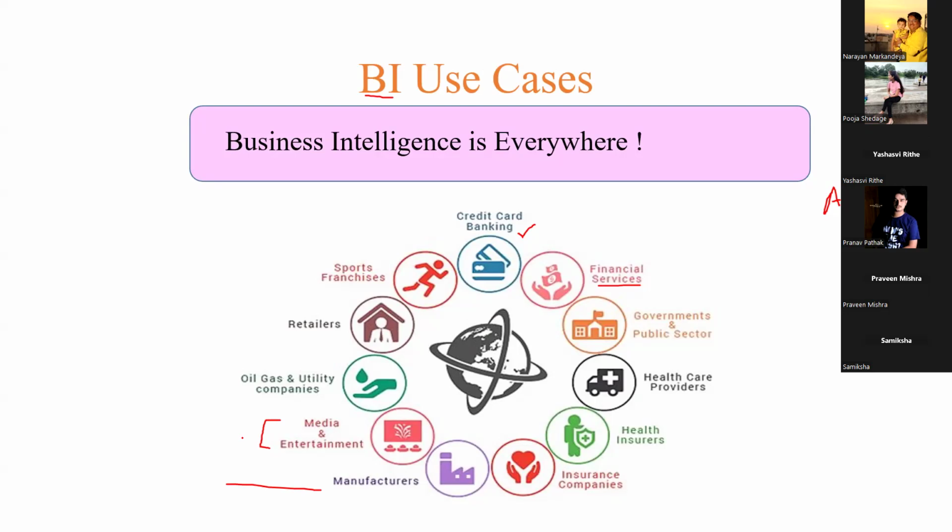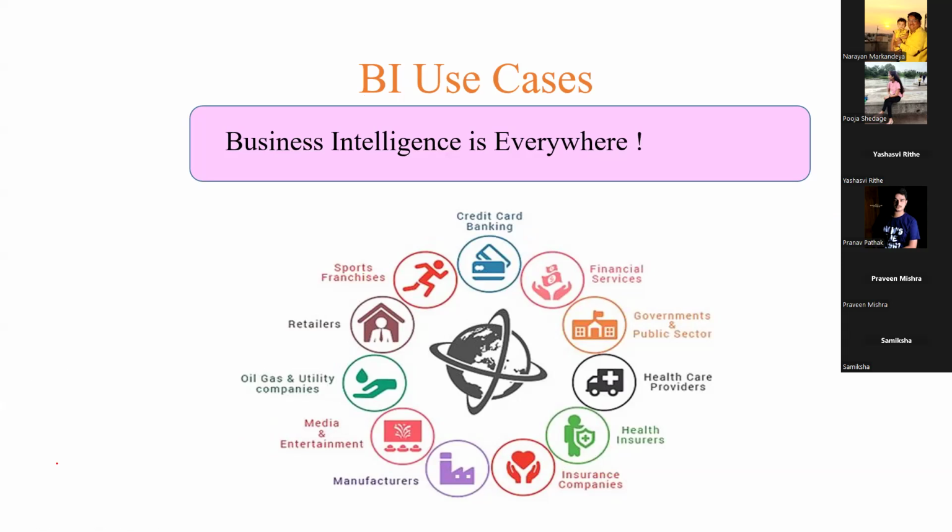Then oil and gas utility companies also use BI use cases. That means how actual oil consumption is, how it is manufactured and reproduced, and what strategies we can apply to lower consumption and increase production. Such things we can apply with the help of BI tools. Also retailers use BI tools: which customers are coming to the retail stores, which customers are not coming, and what is the reason behind that. Also sport franchises use BI tools. So these are some use cases.